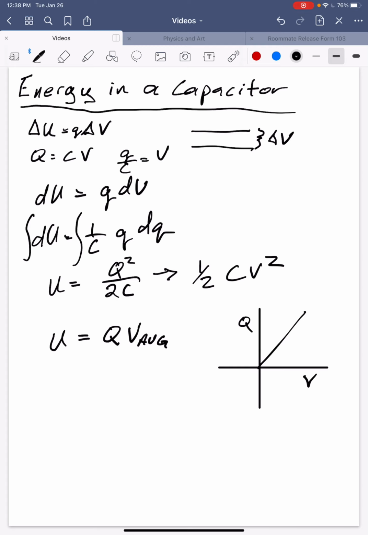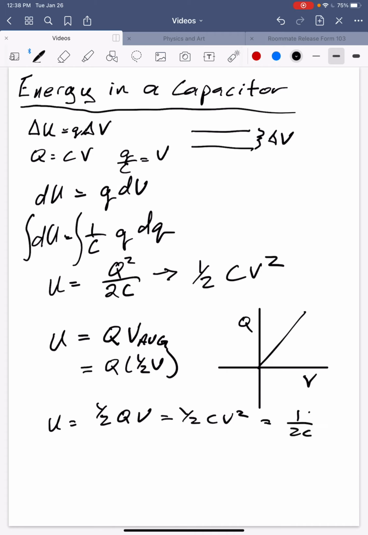So V average is just 1/2 V, so I get Q times 1/2 V. And through all of my various substitutions, I can come up with Q equals CV. I could then write U as 1/2 QV, or 1/2 CV squared, or 1 over 2C Q squared.